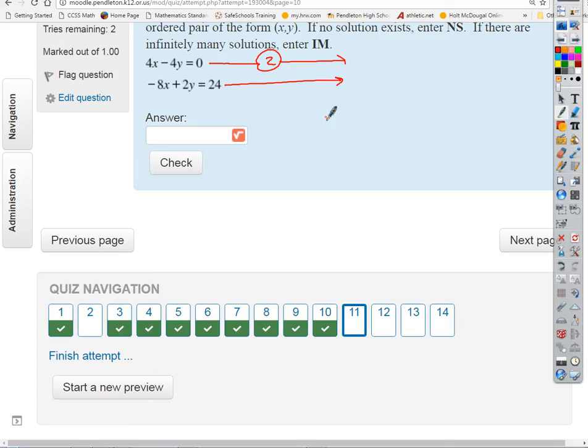What am I going to get on the top if I distribute a 2 all the way through both sides? 8x minus 2y. Negative 8y equals 0. Okay, and on the bottom, we'll leave it alone.